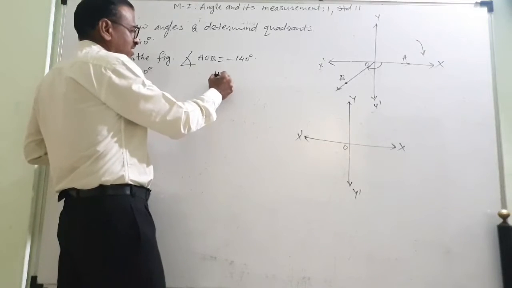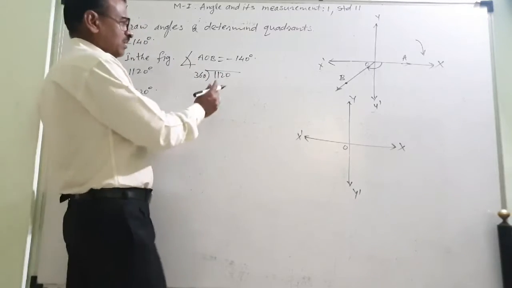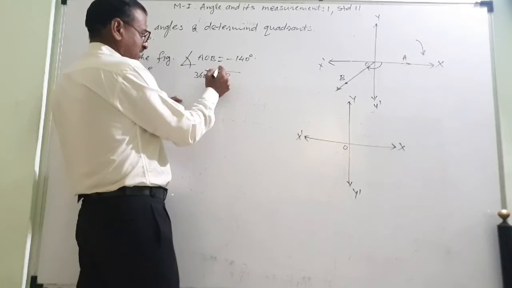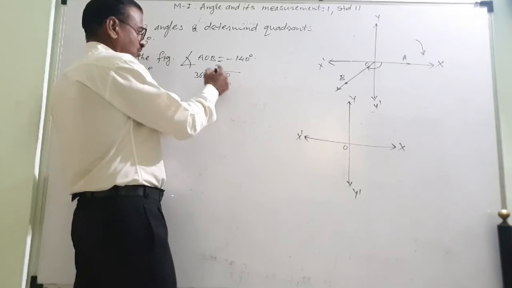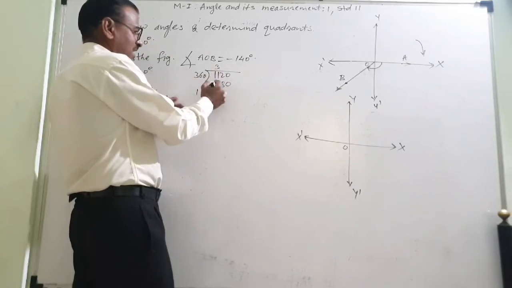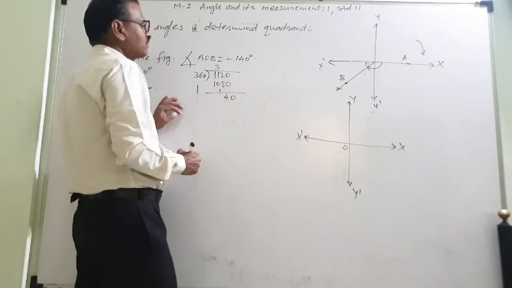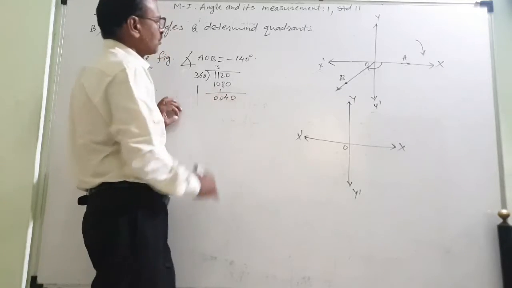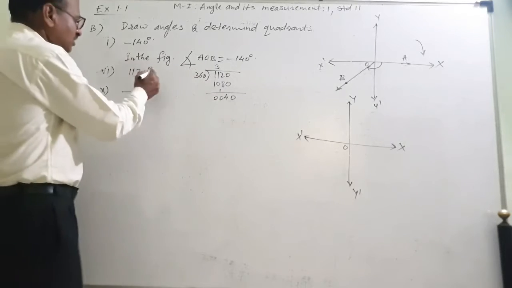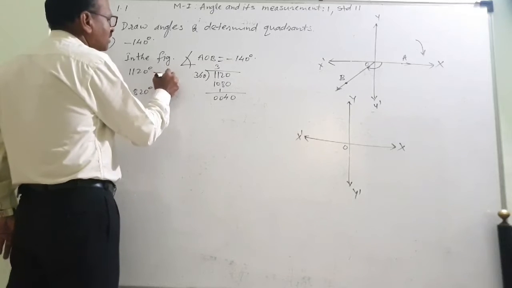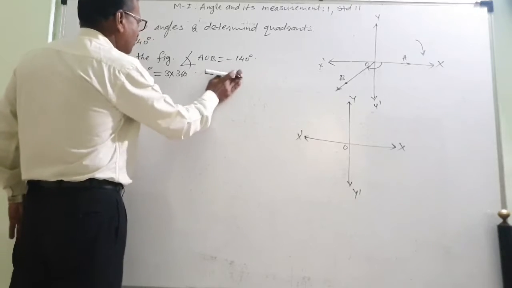1120 means 1120 divided by 360. How much it will come, that I will see. 36 2s are 72, and 36 3s are 108, so the remainder is 40 degrees. So 40 degrees is the difference: 3 rotations plus 40. So this I will write in the answer part as 3 into 360 plus this remainder, plus 40 degrees.